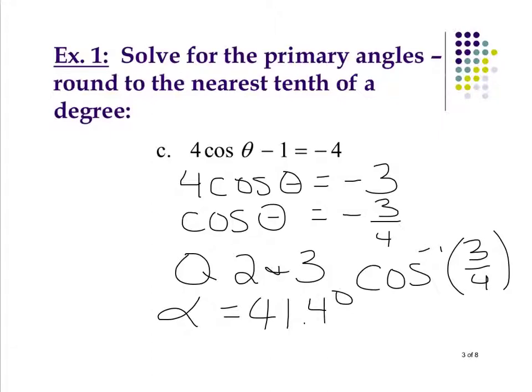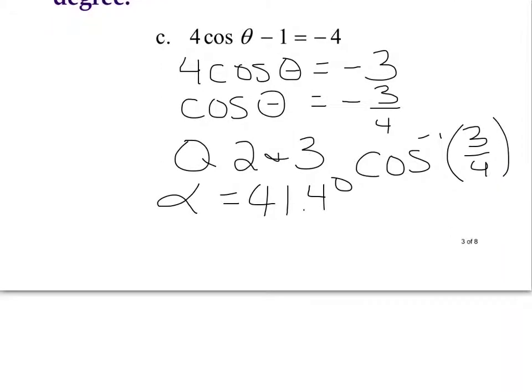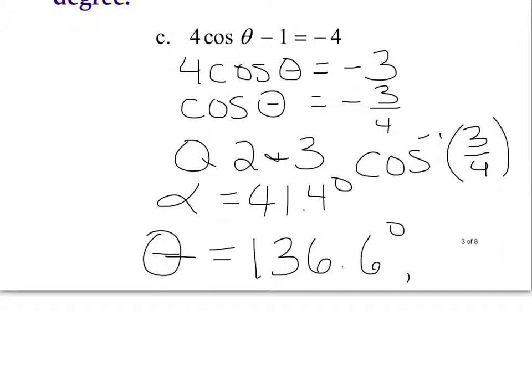So therefore, you will get a theta. If you go to quadrant 2, you'll say 180 minus 41.4, and you'll get 136.6 degrees. And your other theta will be 221.4 degrees.